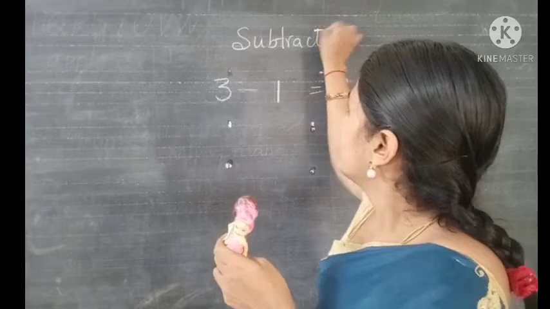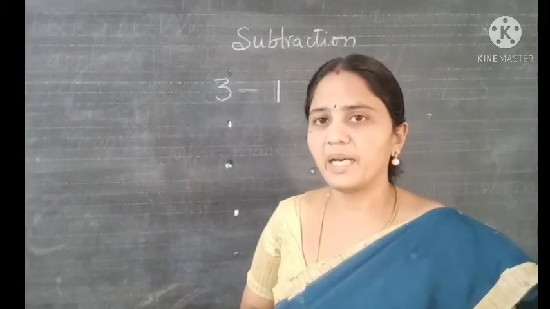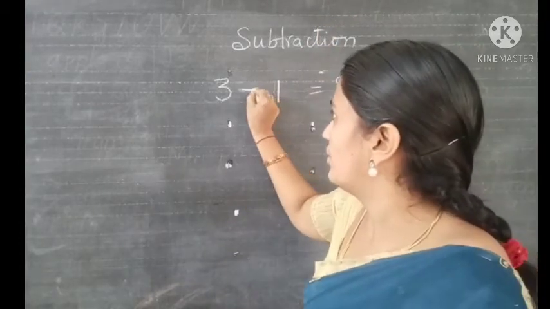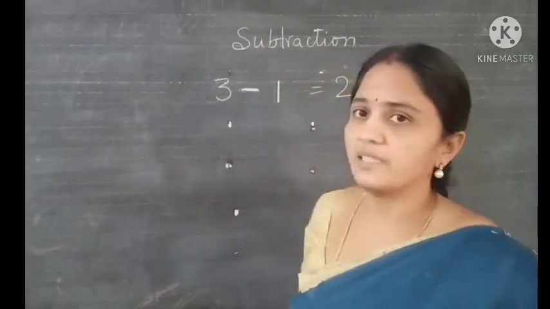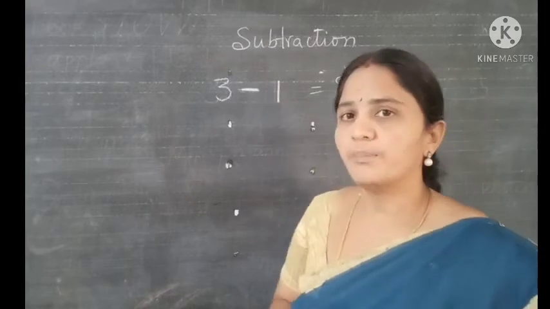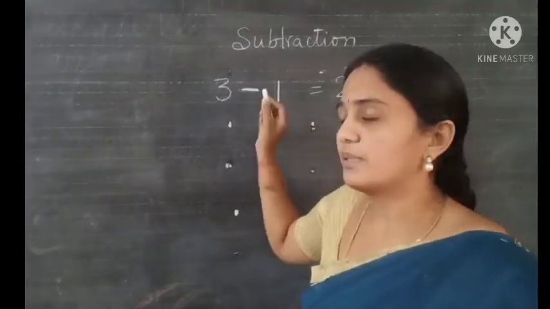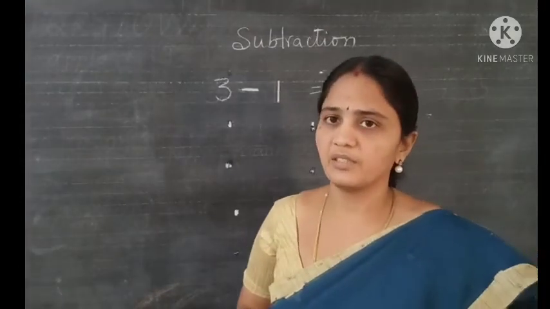Okay. Symbol of subtraction is minus. This is called minus. It is a small sleeping line. This symbol is called minus. It is the symbol of subtraction.